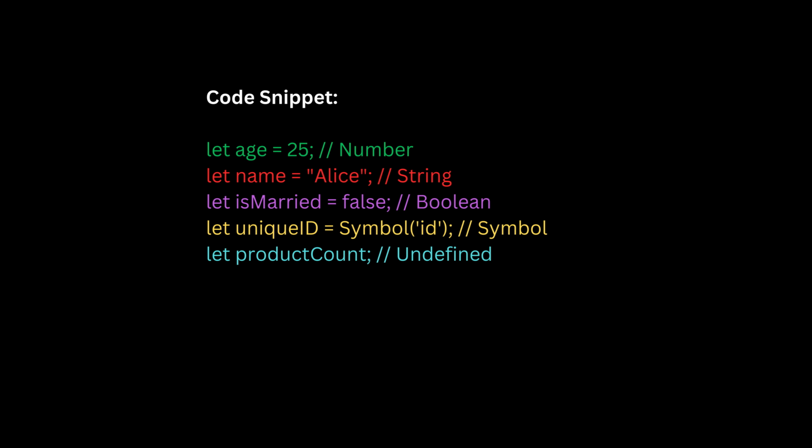Numbers can be integers or floating point numbers. Strings are sequences of characters, often representing text. Booleans represent logical values, true or false. Symbols are unique and immutable identifiers. Undefined represents a variable that hasn't been assigned a value yet.